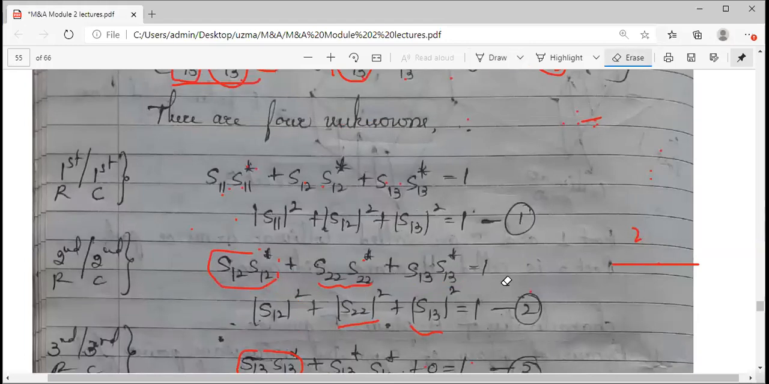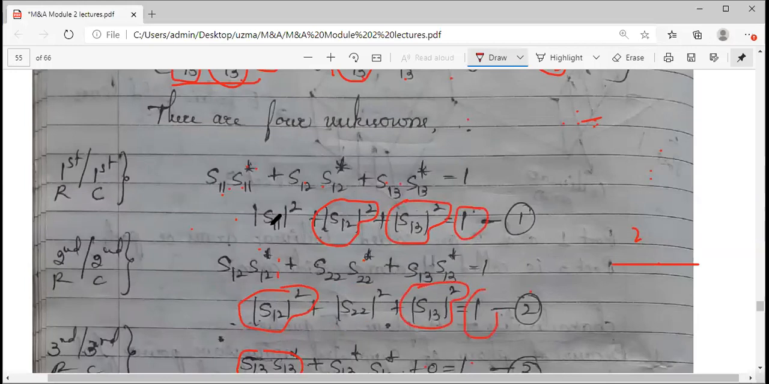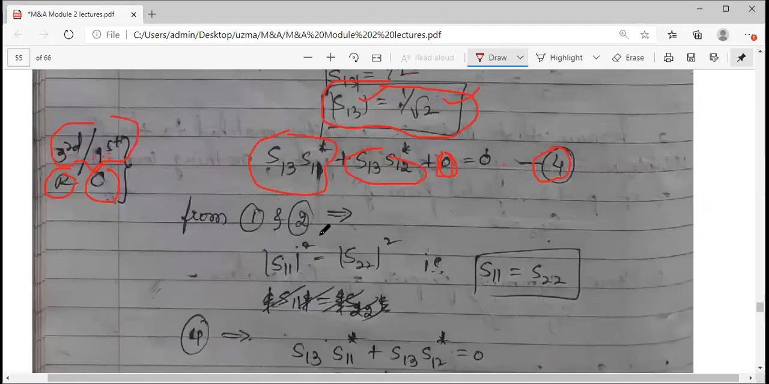Observe equations 1 and 2. Anything you find similar? You have S12 square and S12 square common. You have S13 square, you have S13 square. Both terms are there. RHS is also 1, 1. So I can equate the first equation and the second equation. Take equations 1 and 2 because the RHS of both is 1, 1. Equate them. If you equate them, I will get S11 square is equal to S22 square.